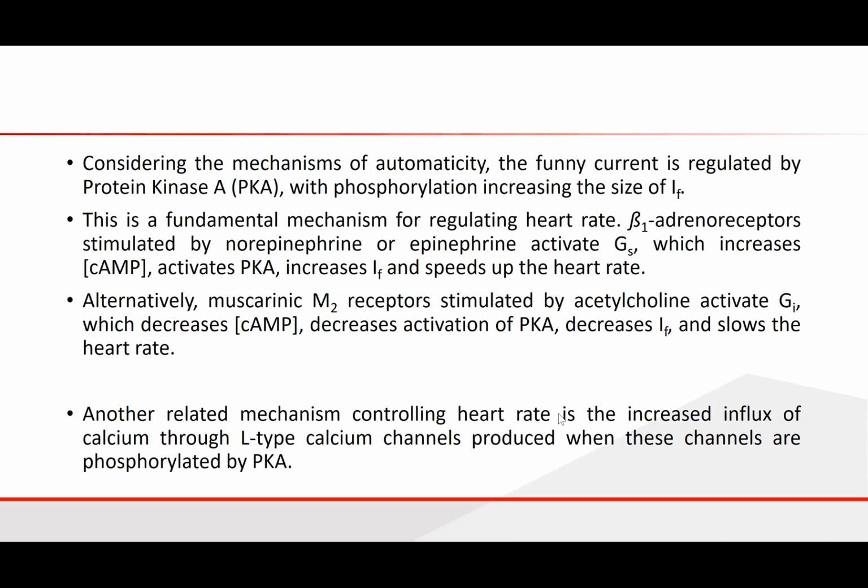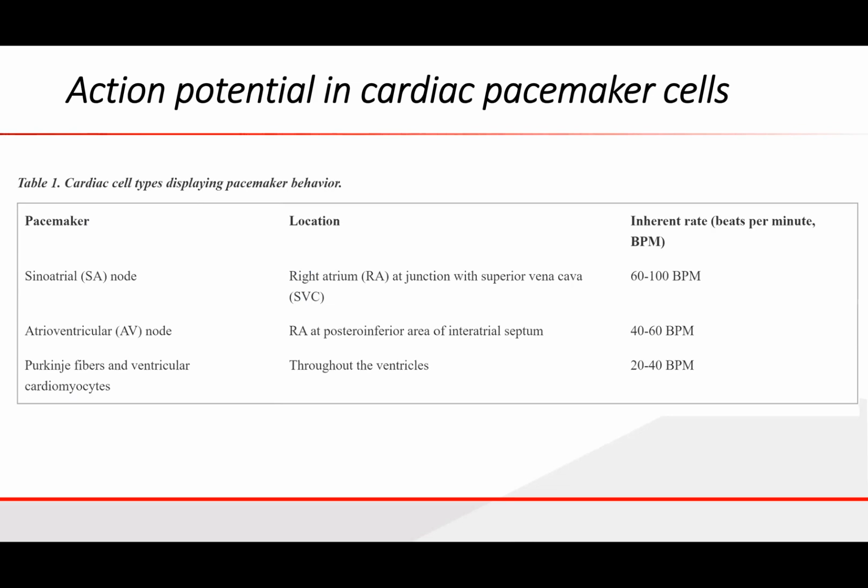Another related mechanism controlling heart rate is the increased influx of calcium through the L-type calcium channels produced when these channels are phosphorylated by the protein kinase A. And from this automaticity, as we all know, we have the sinoatrial node having an inherent rate of 60 up to 100 beats per minute. The atrioventricular node has an inherent rate of 40 to 60. And the Purkinje fibers, as we said, have their own automaticity, though they have a fast action potential, with an inherent rate of 20 to 40 beats per minute.